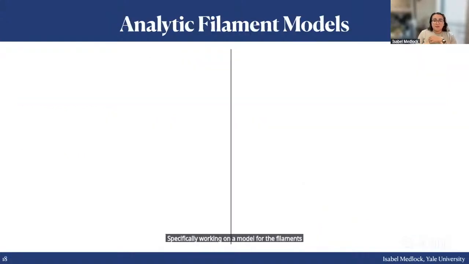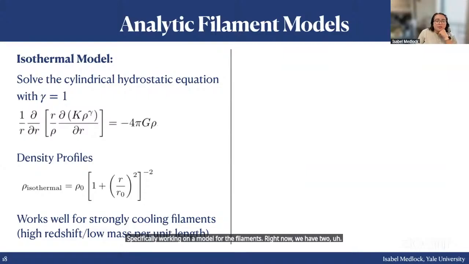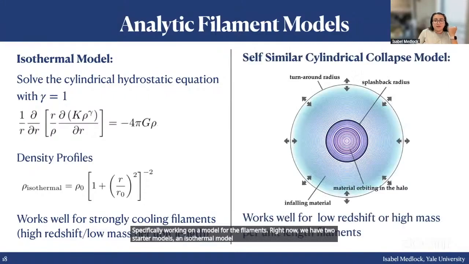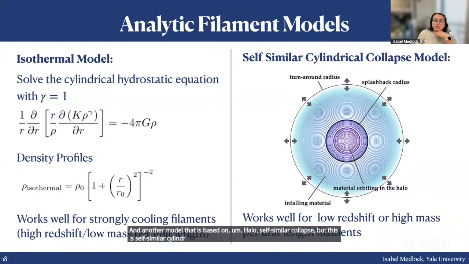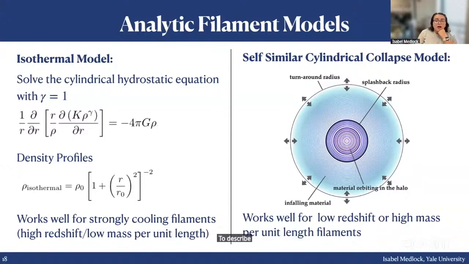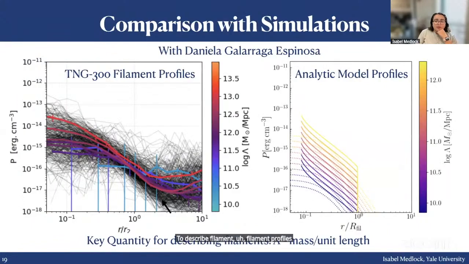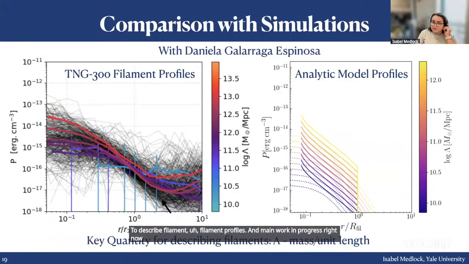Right now, we have two starter models: an isothermal model to model filaments, and another model that is based on halo self-similar collapse, but this is self-similar cylindrical collapse to describe filament profiles. And the main work in progress right now is with Daniela Galárraga-Espinosa, who is an expert on cosmic filaments in simulations, and we're working on refining the model and comparing to that to really bring it together.